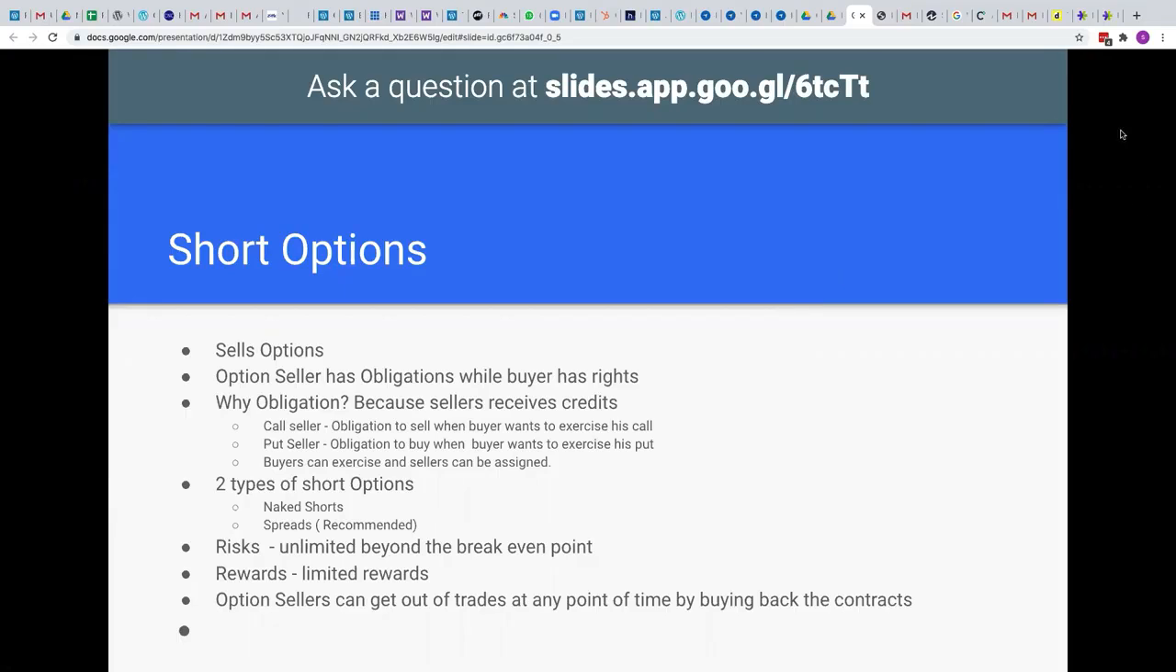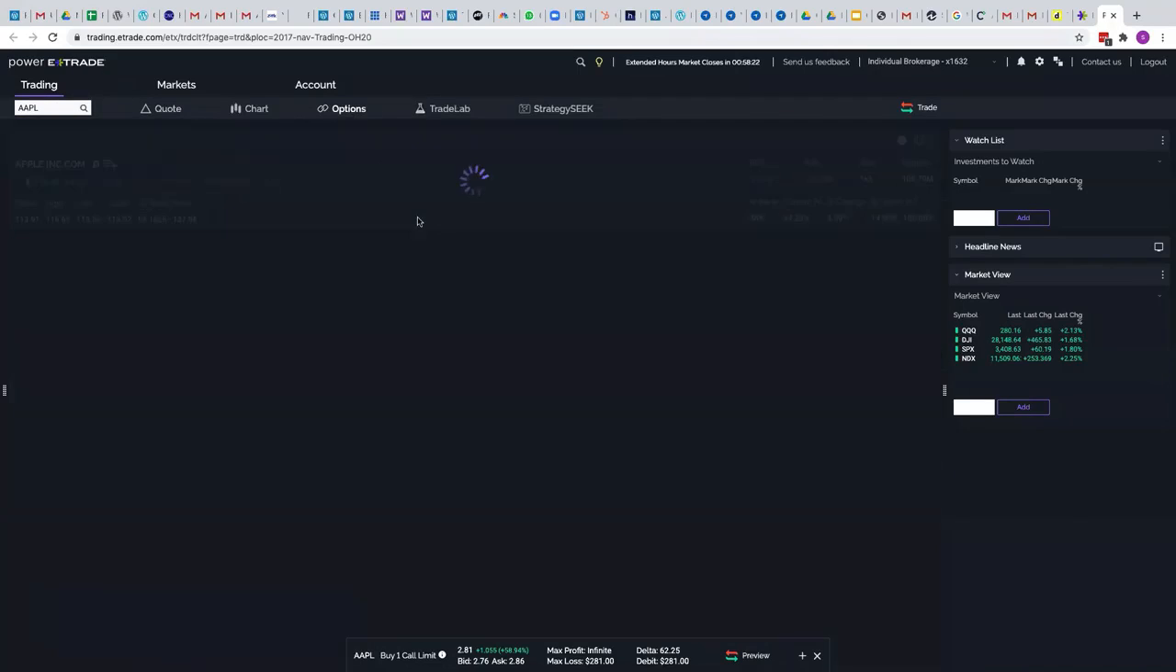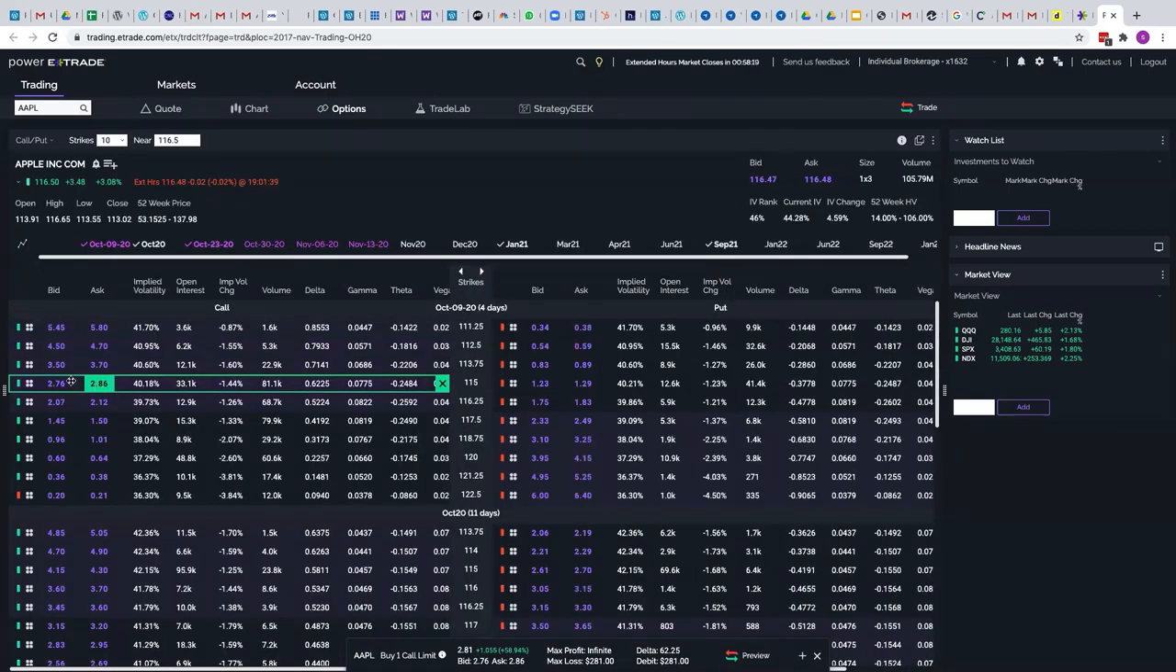Let's talk about what it means in the real world. Let's go back to this thing and look at the options again, right? Remember, I was telling you about 115 calls. When you're long, you're saying, hey, I'm betting that this stock is going to go up. But when you're short, you're saying, hey, I am betting that this stock will not exceed 215. If it exceeds 215, then I will be losing.